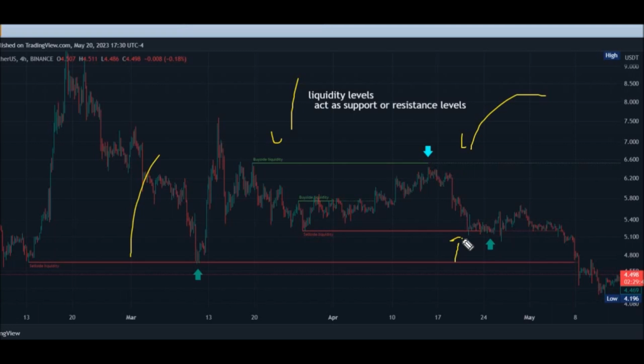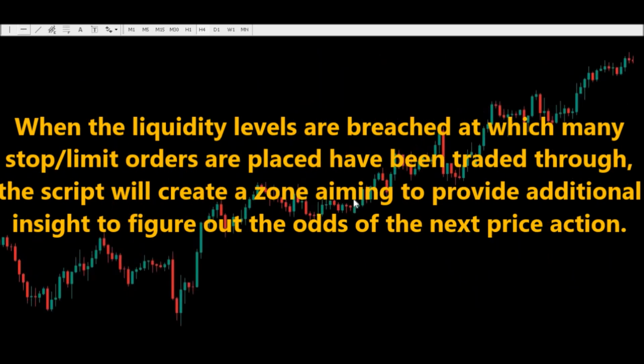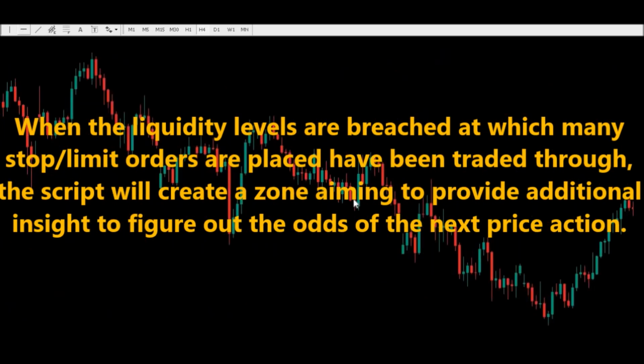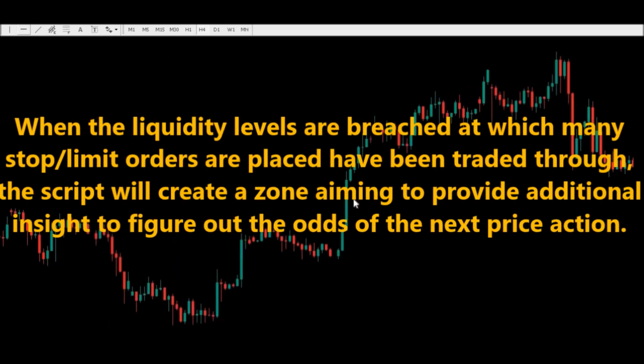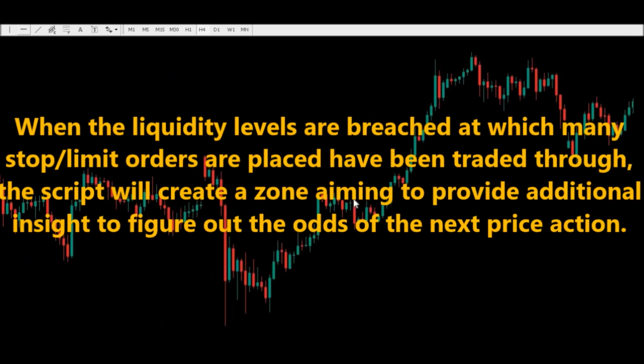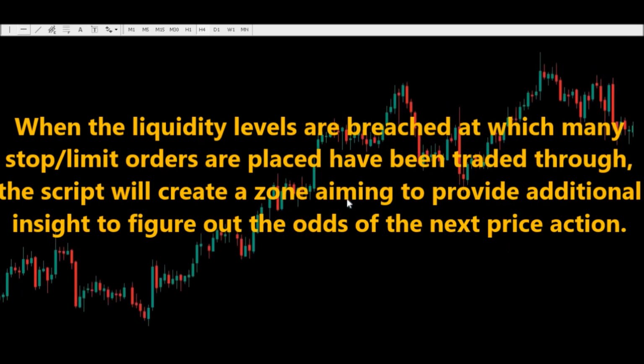So that's usage number one of the sell side and the buy side liquidity by LuxAlgo indicator. So let's look at usage number two. When liquidity levels are breached, where many stop or limit orders are placed and have been traded through, the indicator will create a zone aiming to provide additional insight to figure out the odds of the next price action. Okay, so this can lead to reversal.